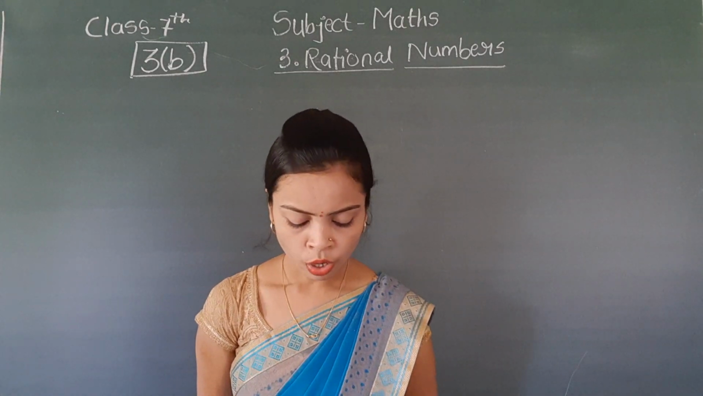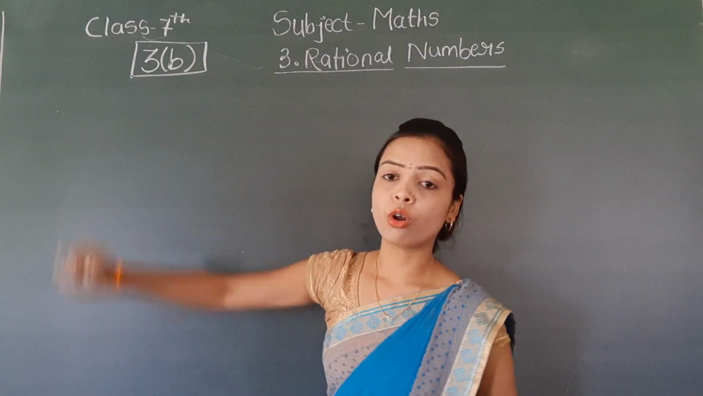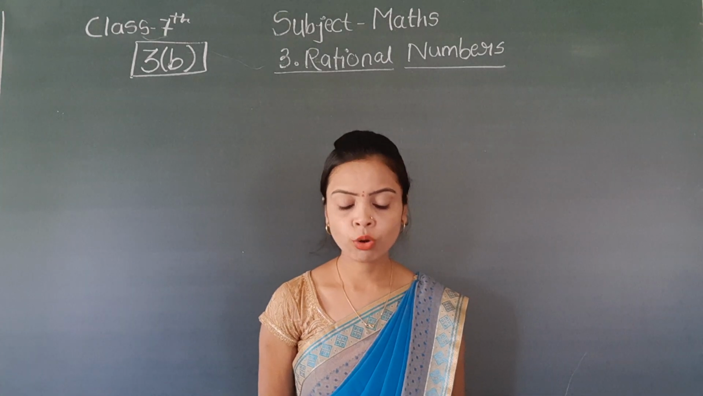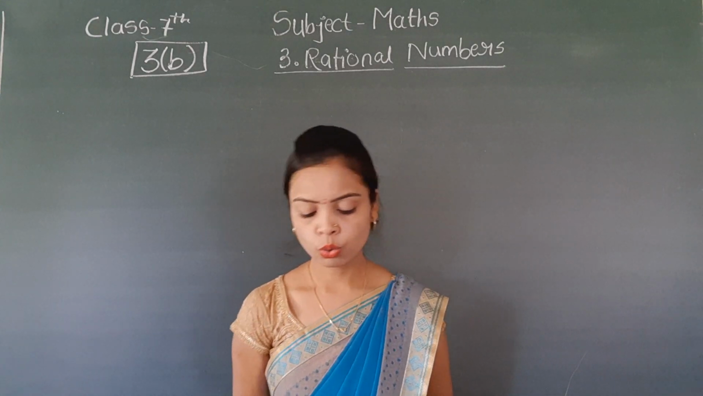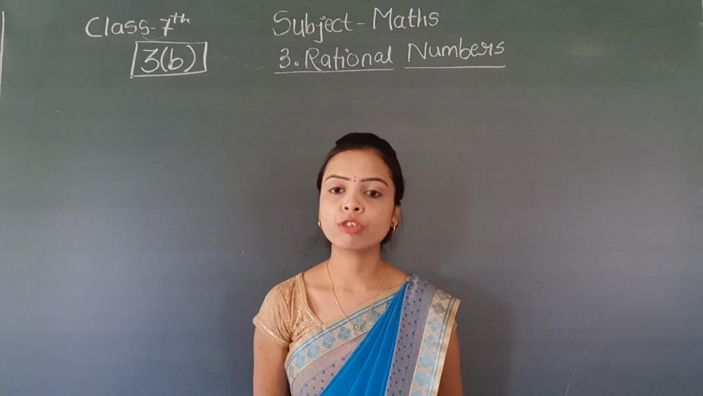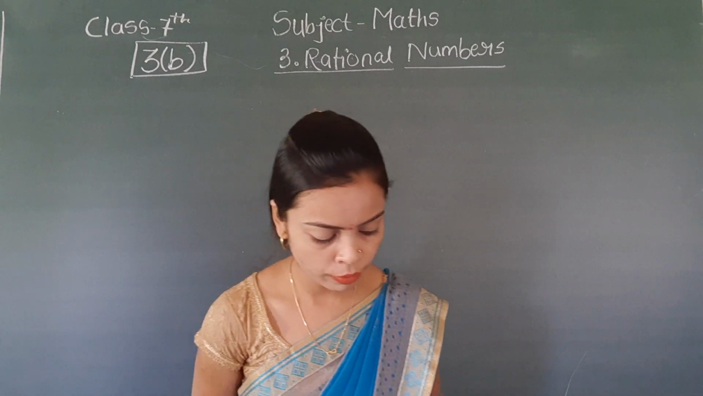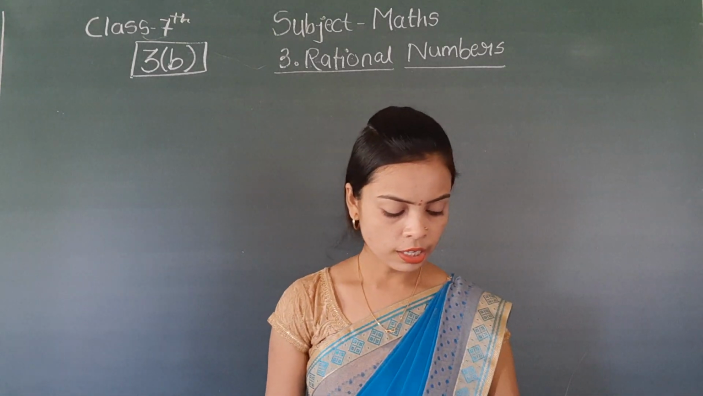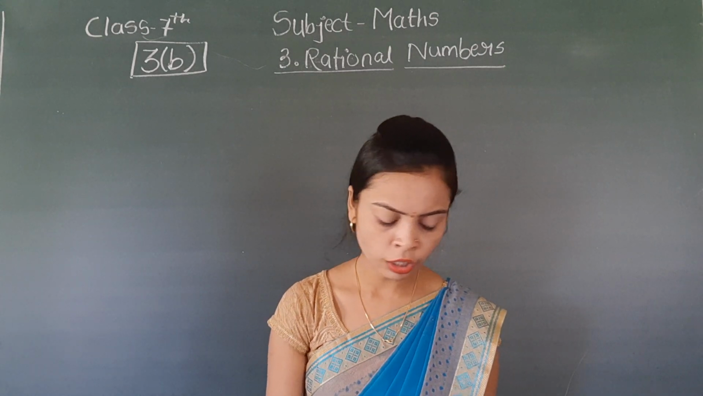Okay. So now we are studying our exercise 3B. We have already taken some questions of exercise 3B. I hope you all completed the remaining questions which I gave you as homework, that is question number 3 and 4. Now question number 5. What is question number 5? Arrange these rational numbers in ascending order. You have to arrange the numbers in ascending order.